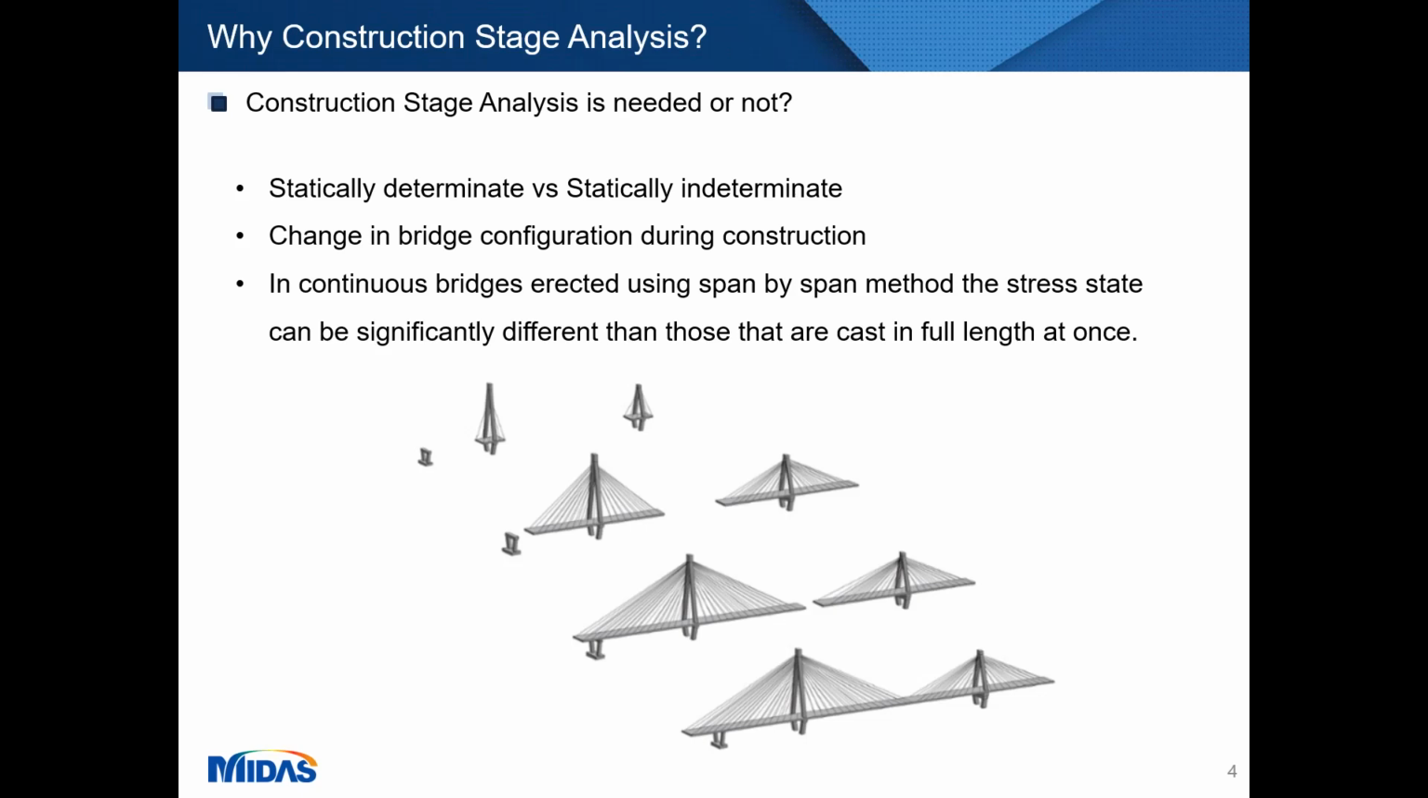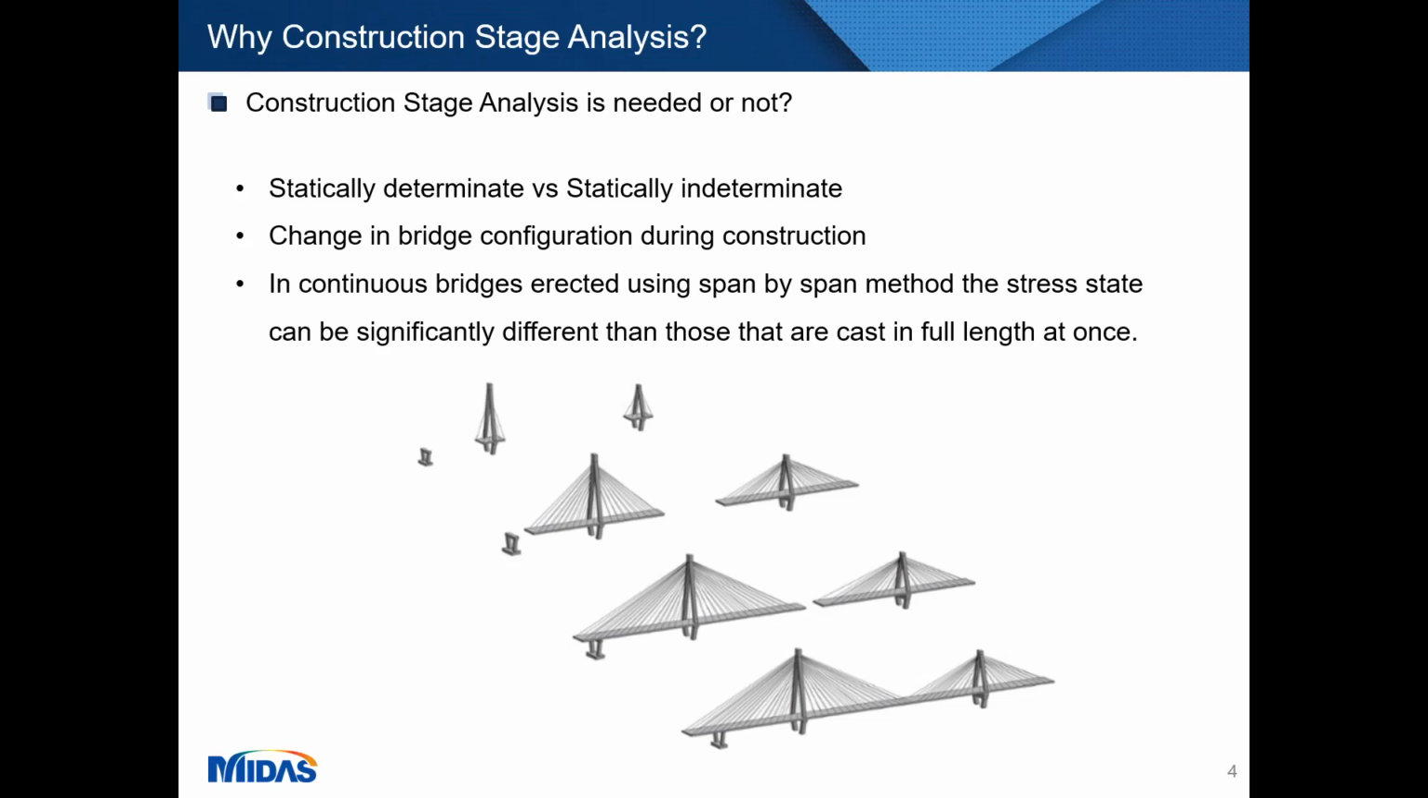In continuous bridges erected using the span by span method, the stress can be significantly different from those that are cast in full length at once. So don't you think the design should consider the changing structural configuration as construction progresses, along with the long-term behavior as well?